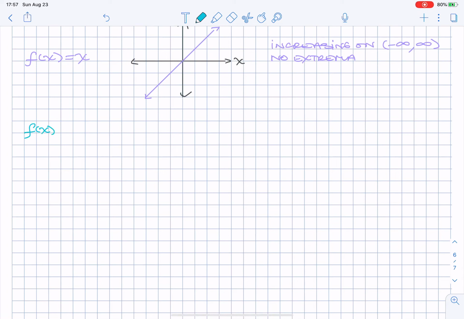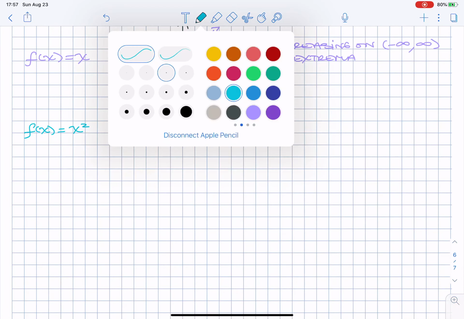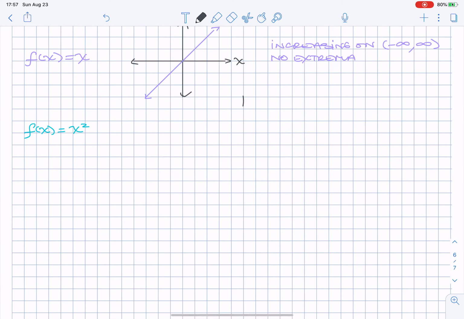Let's say we have f of x is equal to x squared, which is our quadratic function. Terrible quadratic graph. Let me see if I can draw that a bit better. Just a bit, that would be nice. Okay, well, yeah, I tried.